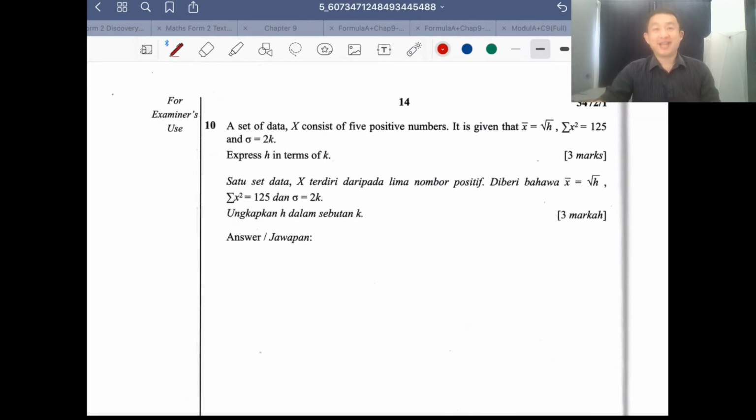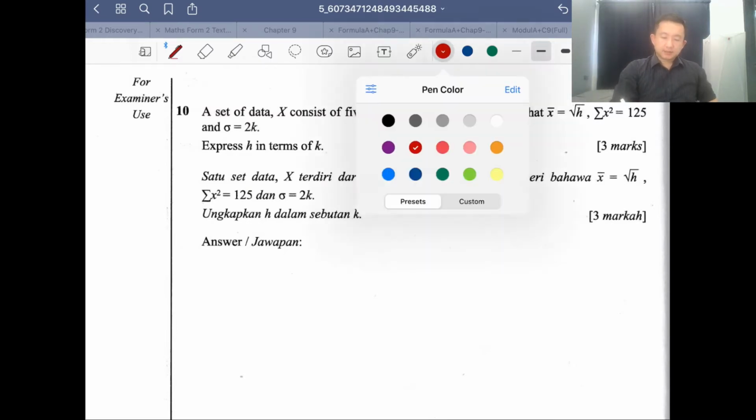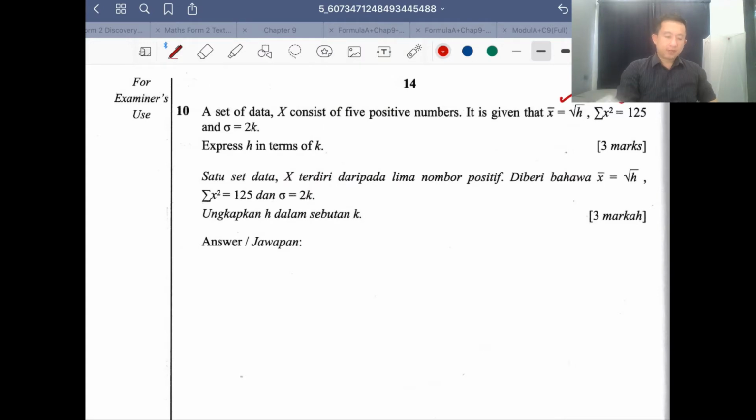Okay, question number 10. A set of data x consists of 5 numbers. You have the mean, the sum of x squared, and also the standard deviation, expressed in terms of k. Okay, so you can use the standard deviation formula to connect all the info that you have.